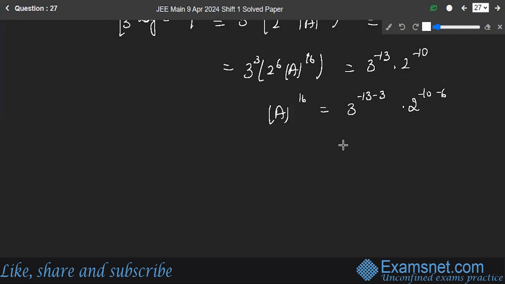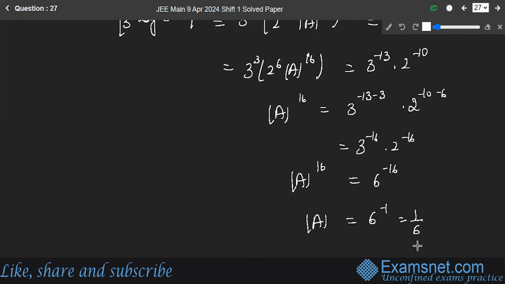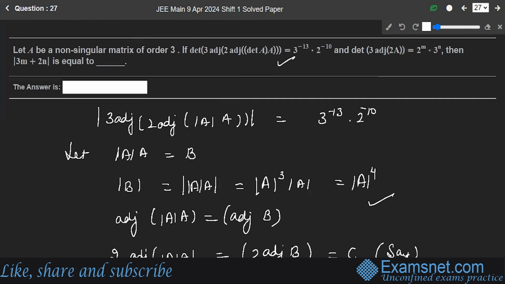This will give me 3 raised to power minus 16, 2 raised to power minus 16, which is equal to 3 into 2. Powers are same, bases will multiply. So this is 6 raised to power minus 16. This gives me determinant of A is equal to 6 raised to power minus 1, or this is equal to 1 by 6. Determinant of A.